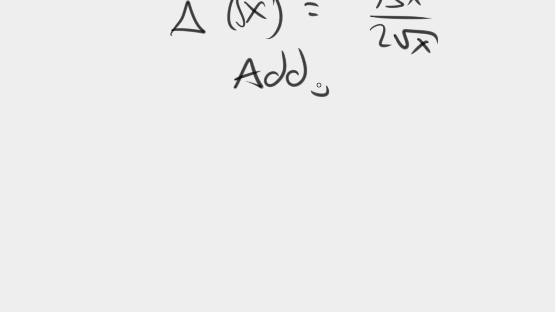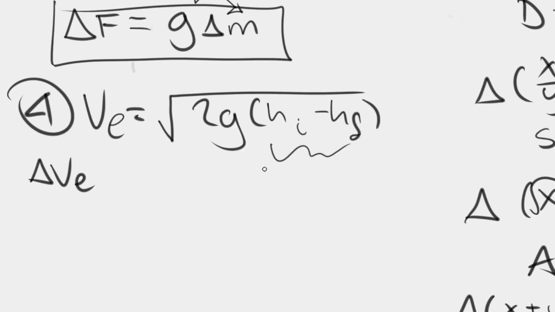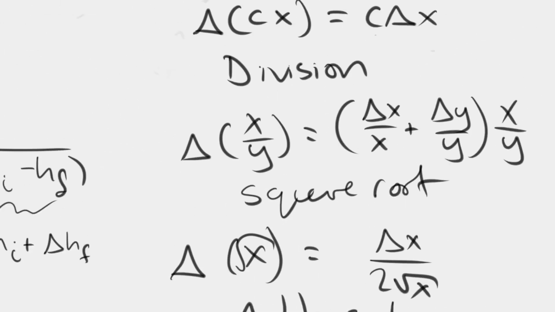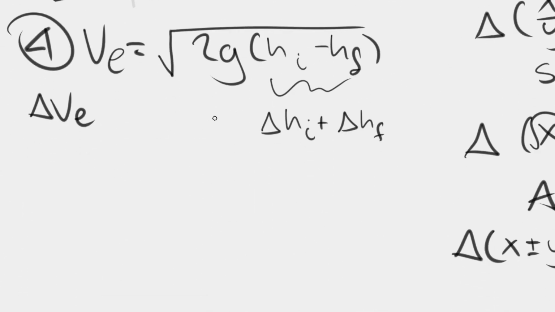Addition and subtraction rule. Basically, if you want to find the uncertainty of x plus or minus y, then you would literally just have the uncertainty of both. So this is what it would be equal to. So using that rule, we would just have the uncertainty of hi plus the uncertainty of hf. This would be our uncertainty of everything in that parentheses. Next, we would distribute this 2g, which is just a constant, and that would use our coefficient rule over here. So you would just put 2g and then parentheses of that thing.